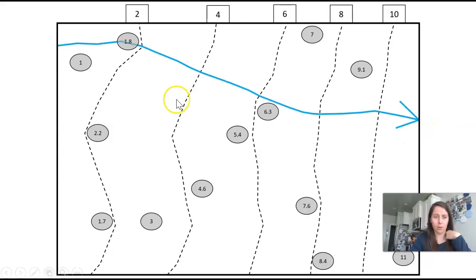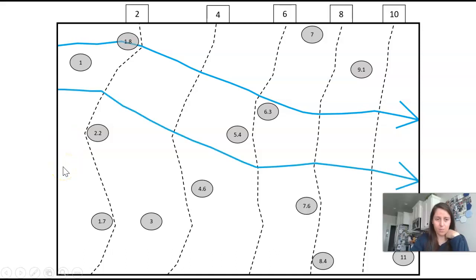Okay, so I dropped it a little closer that way, but it's the same idea. And if I were to have another flow path from somewhere starting over here, see what it would do. Okay, good.